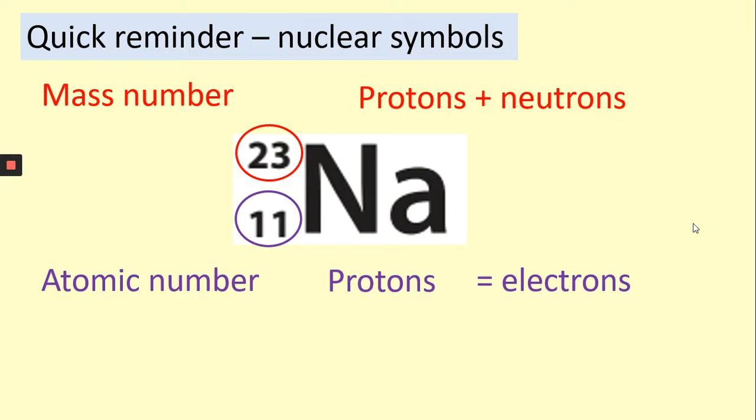For each individual element, the number of protons can never change. Sodium always has 11, carbon always has 6, oxygen always has 8. It is only the electrons and the neutrons that can change.